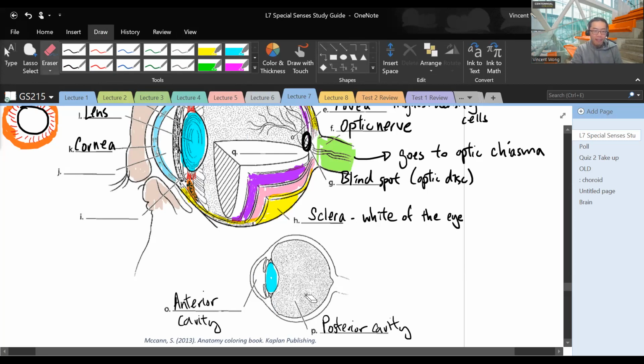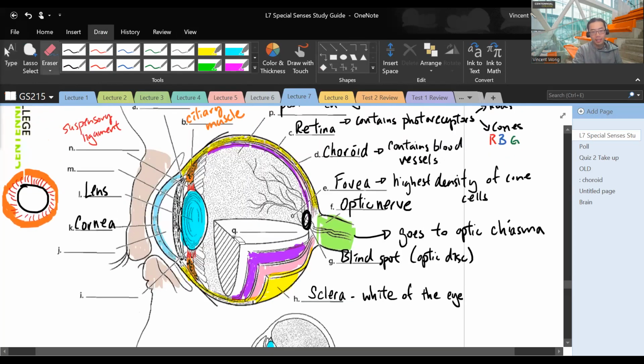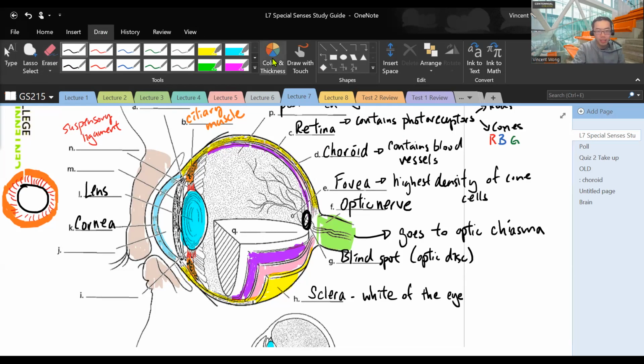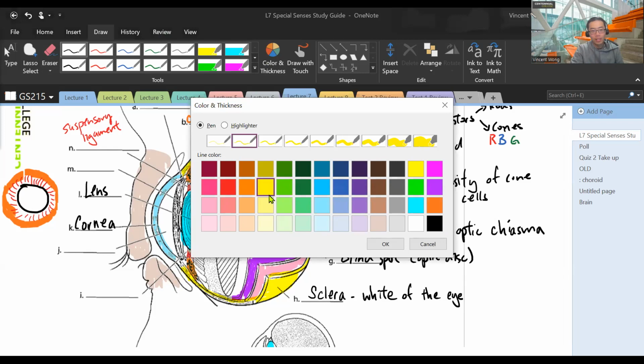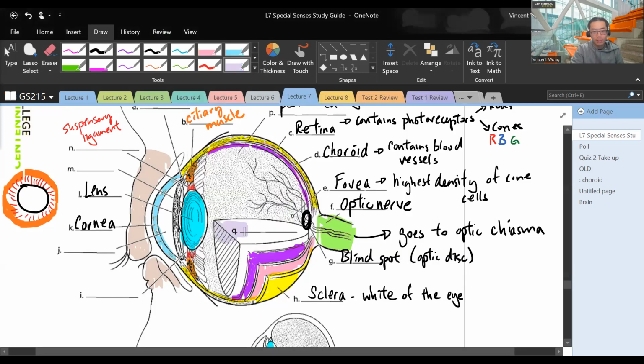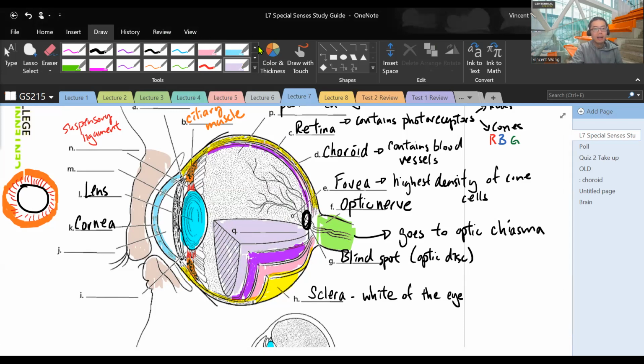The posterior cavity is filled with a gel-like substance. Okay, and in this picture, they took away some of the gel and it just shows you a little bit of it. So this whole thing is the gel. I'm running out of color. But there we go. This is the gel. And it's supposed to fill up the whole posterior cavity, the whole back portion of the eye.